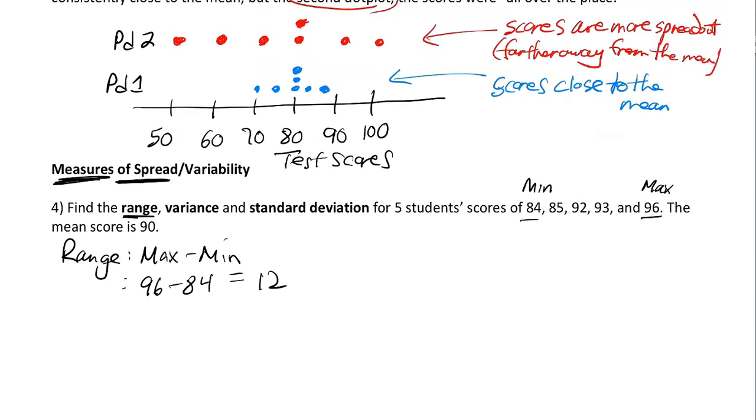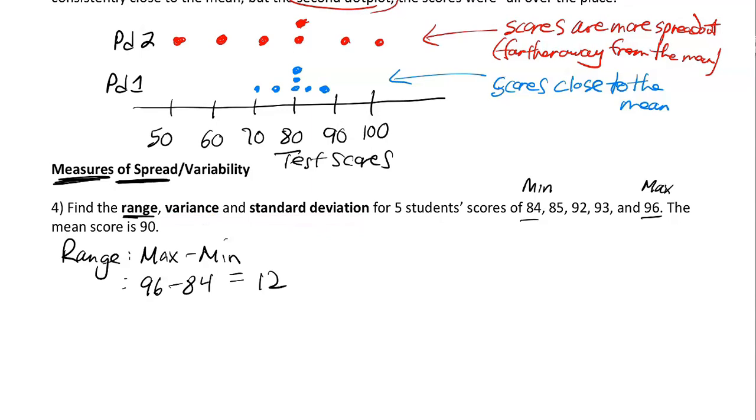In our previous example, the range for this set is about 15 to 20 points, whereas the range for this set of scores looks like 50 to about 100. So that's 50 points. So we'd say the range for period 1 is much smaller than the range for period 2.